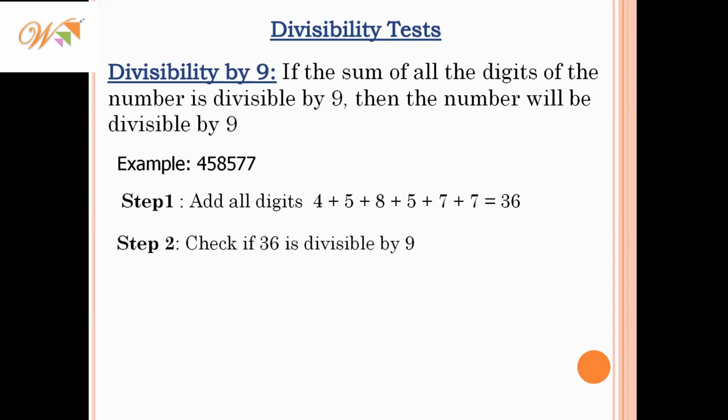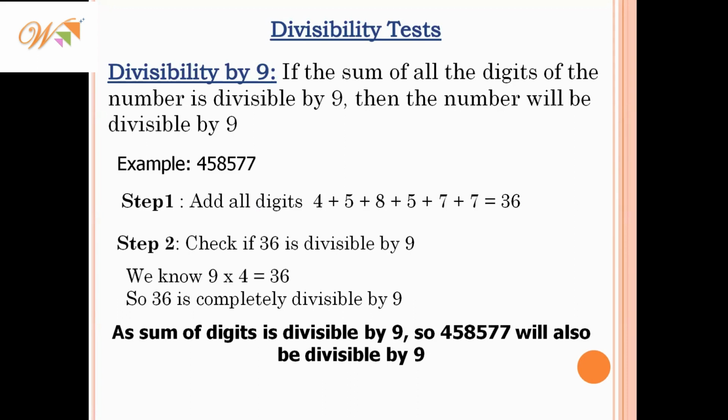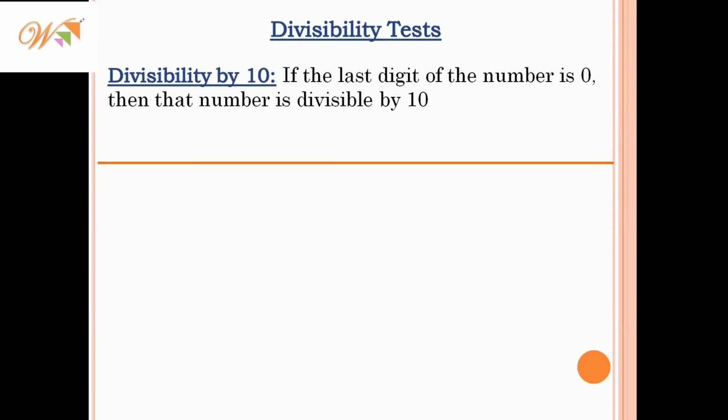Is 36 divisible by 9? Yes, 9 times 4 is 36. So, 36 is completely divisible by 9. Hence the full number 458577 will also be divisible by 9. Divisibility test of 10, very easy. It simply says if the last digit is 0, the number is divisible by 10.